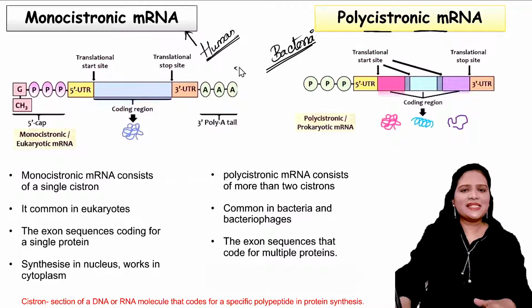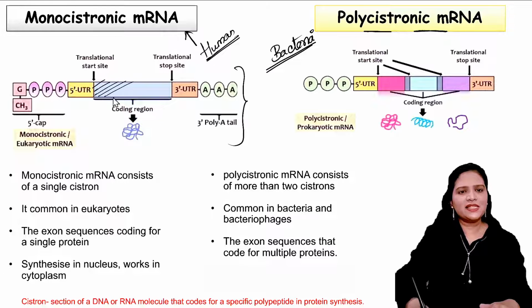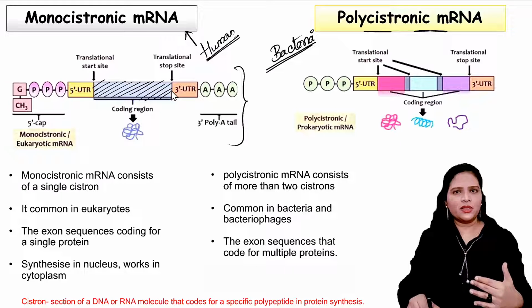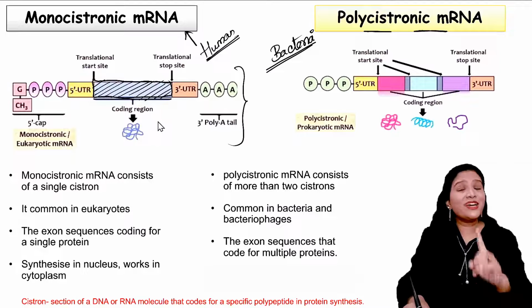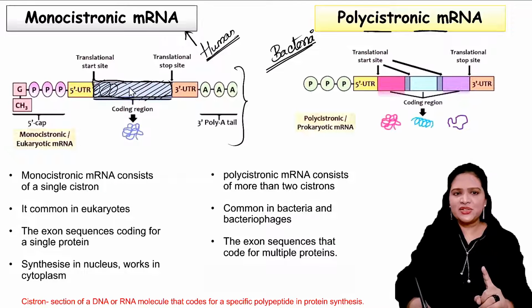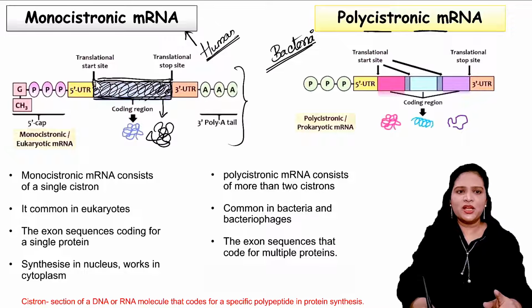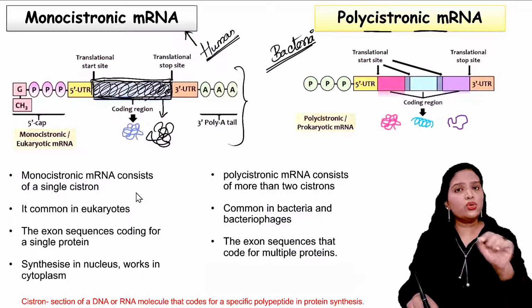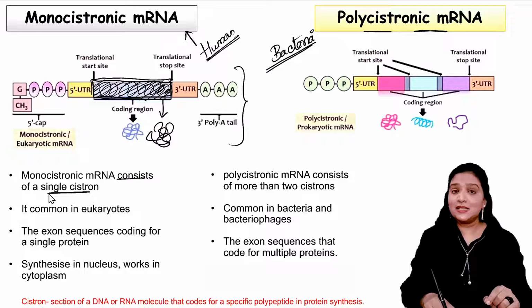First let us see a eukaryotic mRNA. In the eukaryotic mRNA, if you see here, this is the coding region, right? It codes for what protein has to be synthesized. The complete coding region codes for only one protein. When it is translated in the ribosome, protein synthesis occurs, and only one type of protein will be produced from this sequence. Understand? That's why this is called monocistronic. Monocistronic mRNA consists of a single cistron.